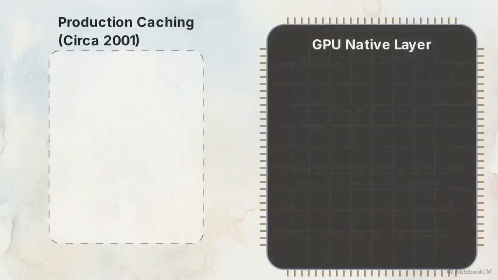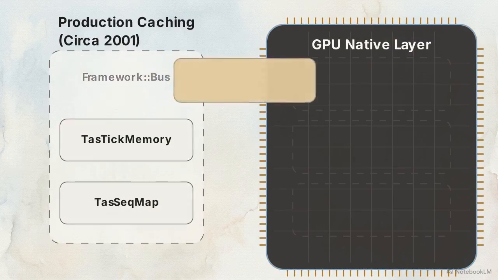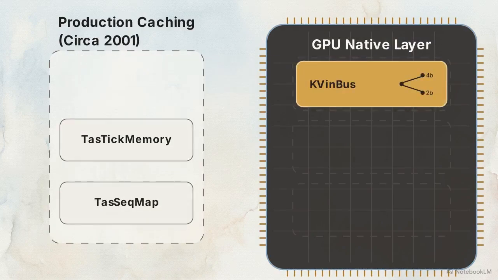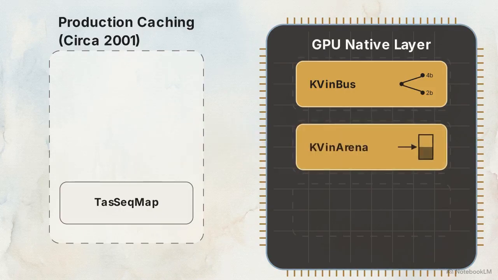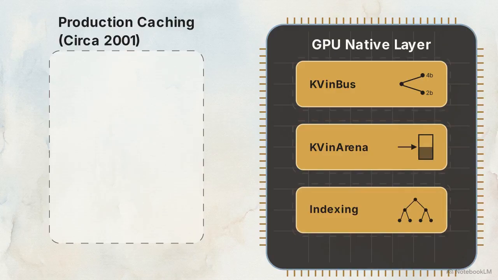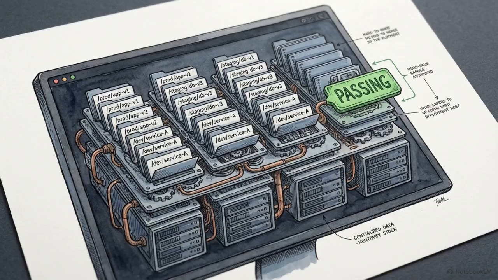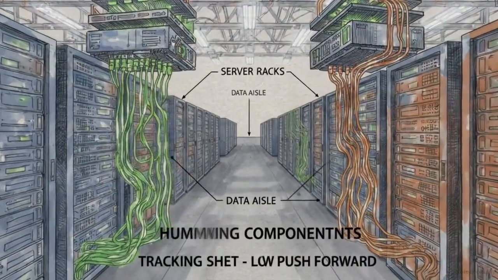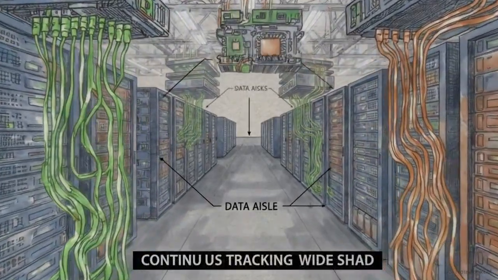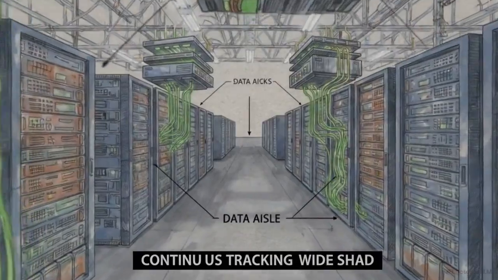KVin maps these historical components directly to the GPU. The original message bus is now the KVin bus. The task tick memory allocator becomes the KVin arena bump pointer allocator, and the task sec map indexing logic provides the basis for instantaneous sequence lookups. Translating a research paper into a production system requires building complex memory lifecycle logic from scratch. KVin provides this orchestration layer as a hardened existing framework. This architectural lineage provides the system with a level of operational stability usually reserved for mission-critical financial software.